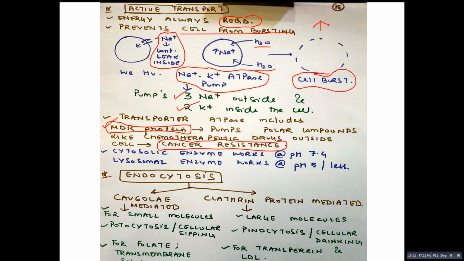Now, one important thing that I wanted to bring to light is that the cytosolic enzyme works at a pH of 7.4, whereas a lysosomal enzyme works at a pH of 5 or less.